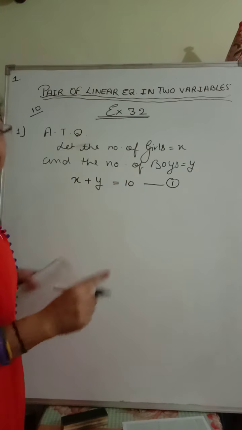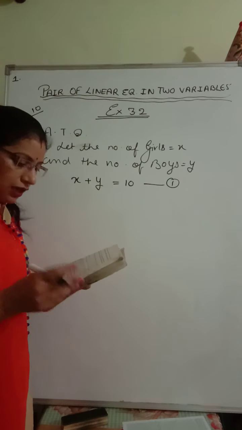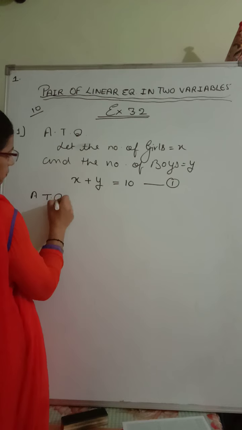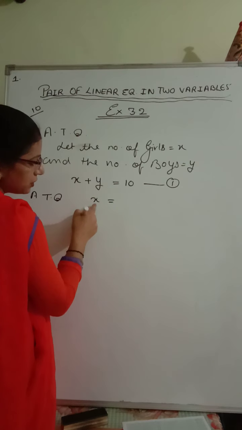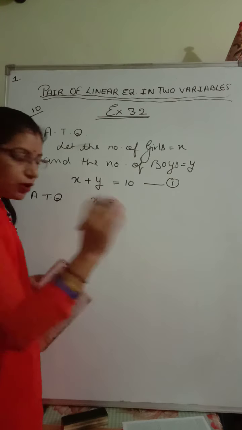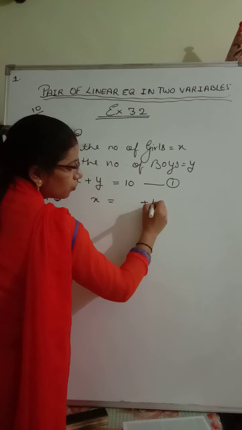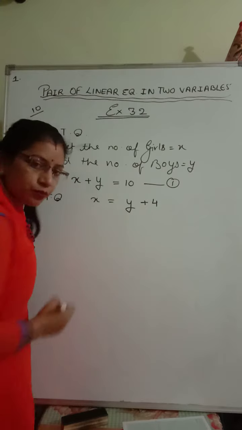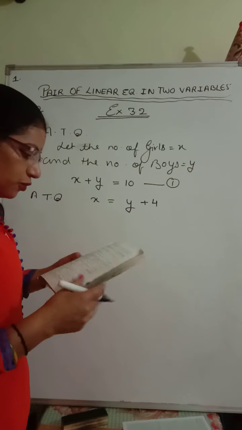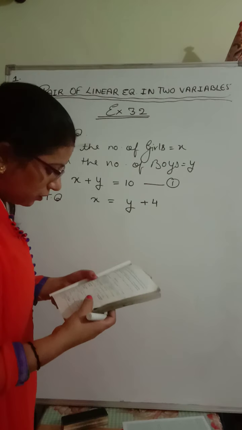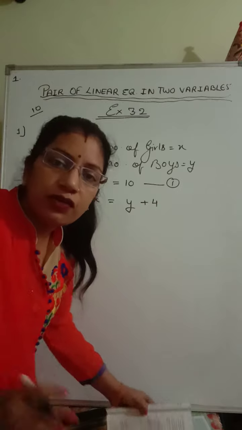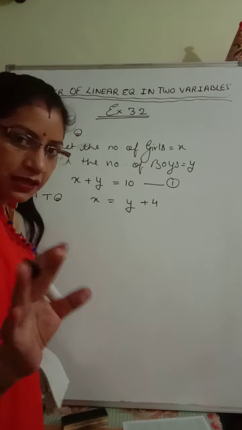Then what are they saying? See the question. According to the question, if the number of girls is 4 more than the number of boys. Clear? So this is the second equation. Find the number of boys and girls who took part in the quiz. You have to find the number of boys and girls who took part in the quiz. That means you have to find the value of x and y.